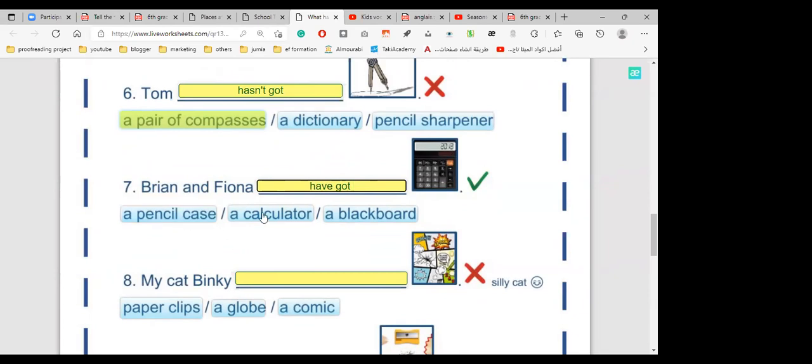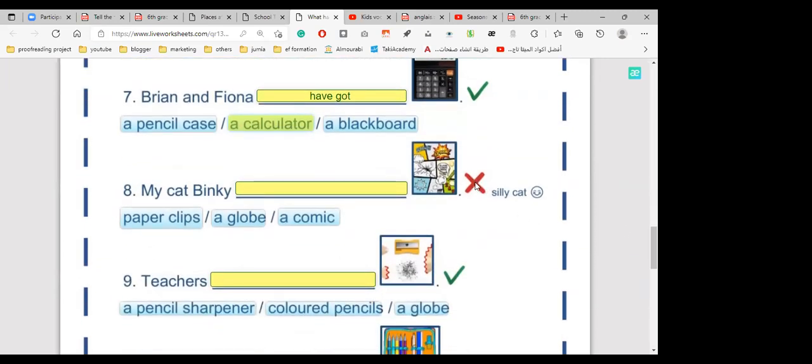So what is this? It's a pencil case. It's a calculator. Calculator or blackboard? Calculator. Okay, very good. So here we have red, so it's the negative. My cat. Has got. It's it. We use has or have with it? Has got. Has, yes, very good. Hasn't got, because it's it.